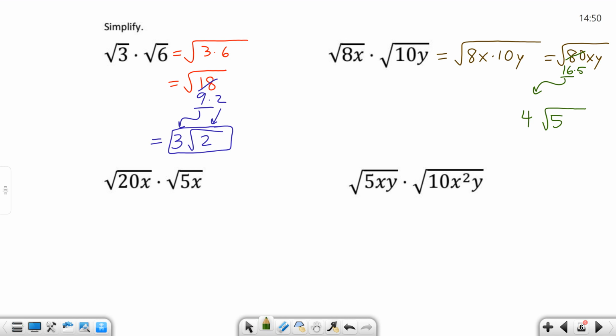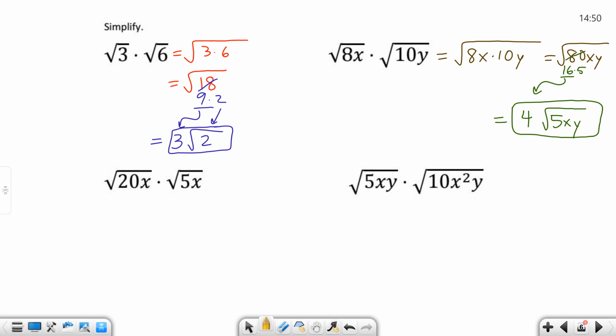Now, notice I didn't leave space this time because if I look over here, my x and y are both to the first power. And my index is a 2, so if my powers are smaller than my index, the x and the y cannot come out. So that is just going to be 4 times the square root of 5xy. So 4 square roots of 5xy.